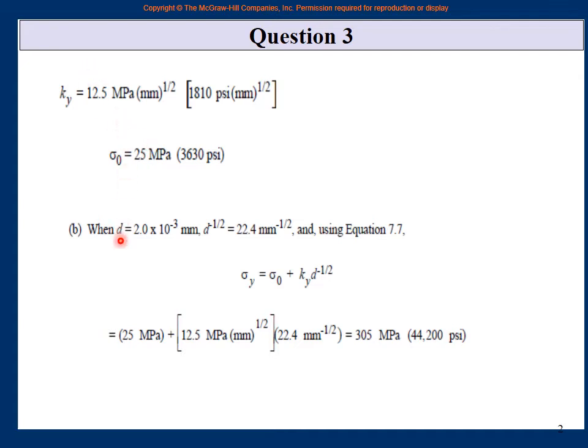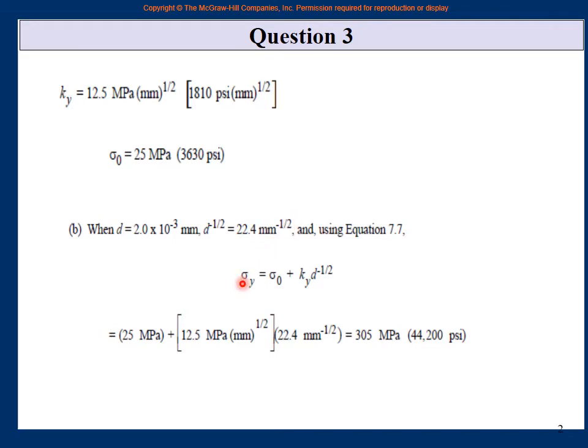And now, if the average grain diameter for the next part of the question is 2 into 10 raised to minus 3 millimeter, then what is D raised to minus half? This is D. Take the root of this number and then 1 upon that, and it comes out to be 22.4. So this is now directly D raised to minus half.